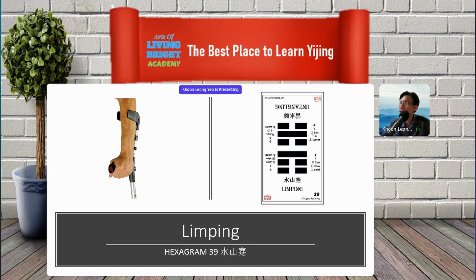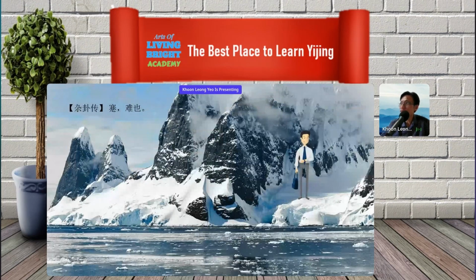Now 水山蹇, you see there's water here and a mountain there, okay, mountain below and water on top. So basically it's like this. Let me show you a picture. It's as though you are standing on this spot here. Behind is a tall, insurmountable mountain. In front of you is icy cold seawater. Where can you go? You can't go. You're stuck. That's why it's called 蹇难也. Basically it means you are stuck. You cannot move forward. You cannot move backward. You're stuck. 白卡.